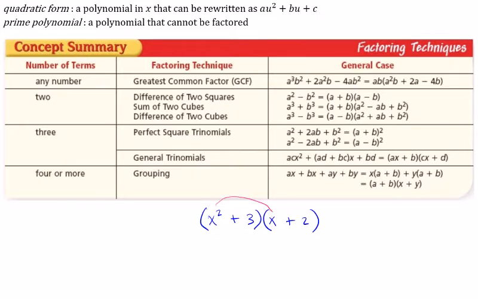x squared times x, which is x cubed, x squared times 2, which is 2x squared, 3 times x, which is 3x, and 3 times 2, which is 6. All right. And so that's basically what it'll look like, right? And then we don't have any like terms anymore like we usually do because we had different variables here or different variable expressions. All right.